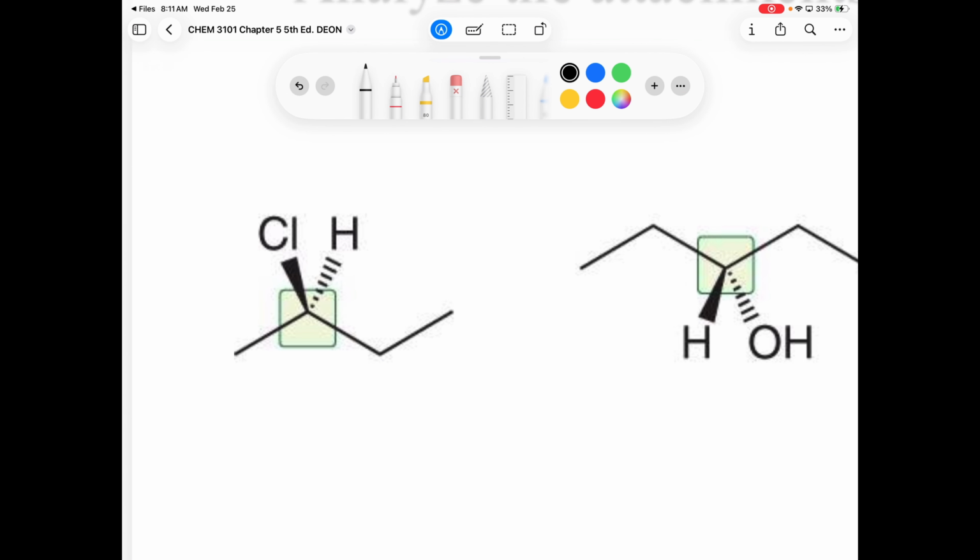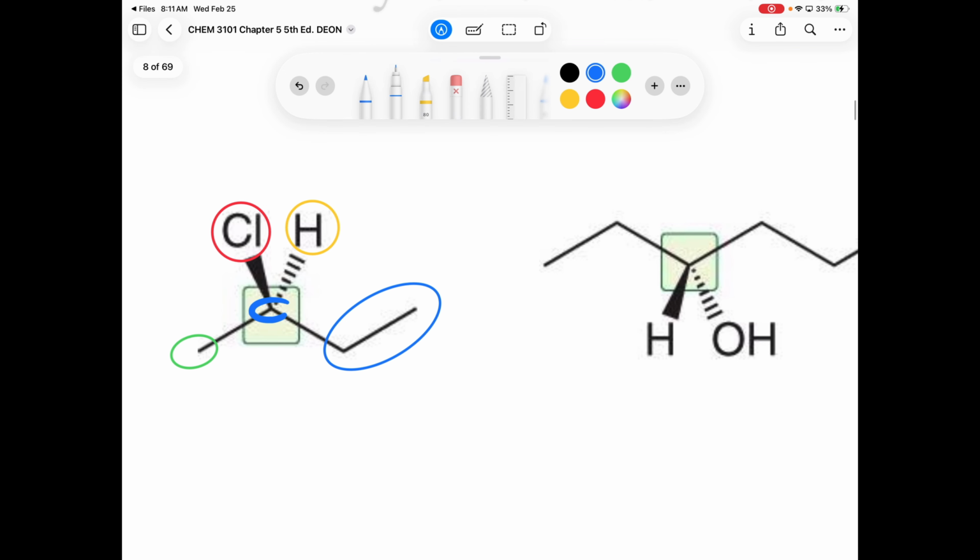If we take a look at this carbon, I'll highlight it in blue. Would you agree that carbon is attached to 4 different groups? I see everybody nodding. We've got a chlorine. A chlorine is different than a hydrogen, certainly. Then we've got a methyl group here. And what kind of group is this here? It's an ethyl group. Methyl is not the same as ethyl, so certainly that's a chiral carbon.